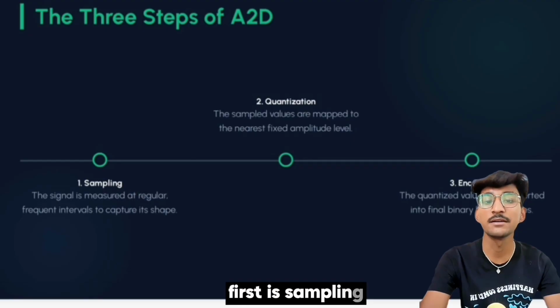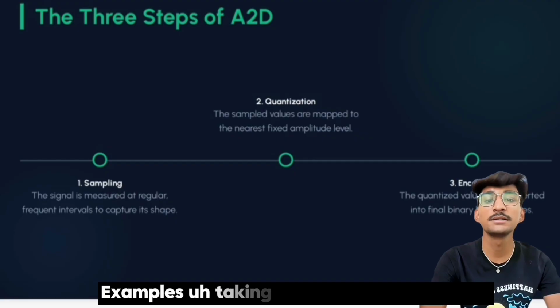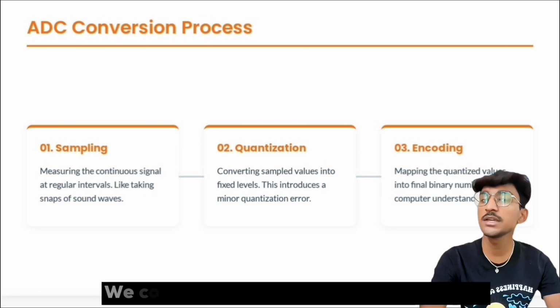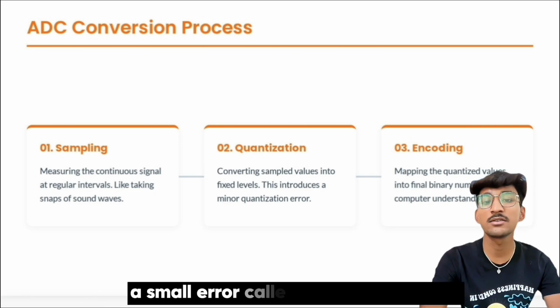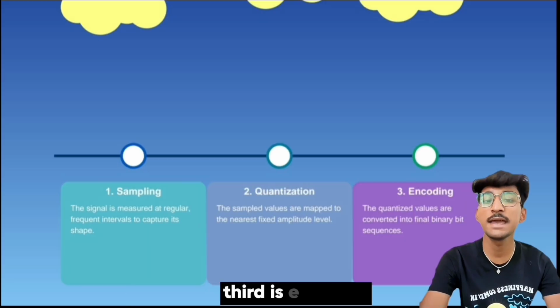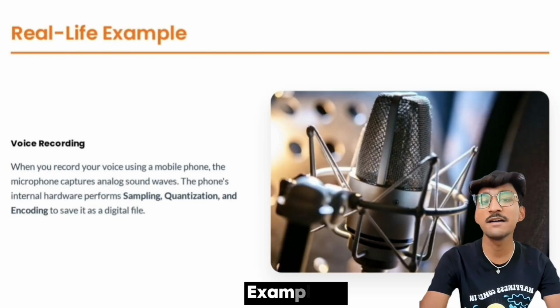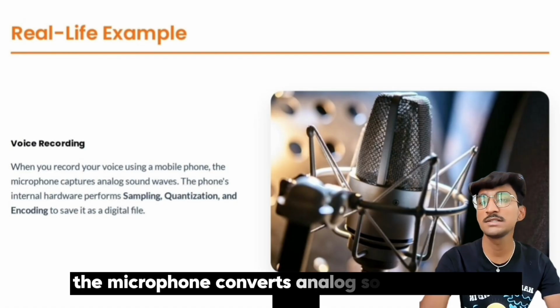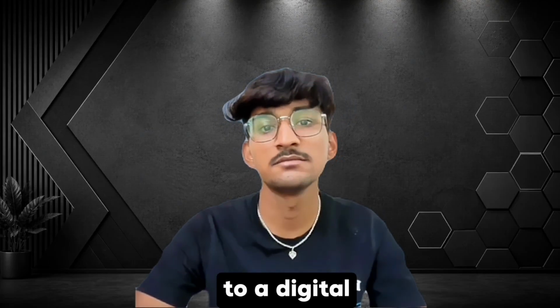First is sampling. We measure the analog signal at regular intervals, like taking snapshots of sound. Second is quantization. We convert sample values into fixed levels. This introduces a small error called quantization error. Third is encoding. We convert the quantized values into binary numbers. For example, when you record your voice using a mobile phone, the microphone converts analog sound into digital data. Now let's look at a short video of converting an analog signal to a digital one.